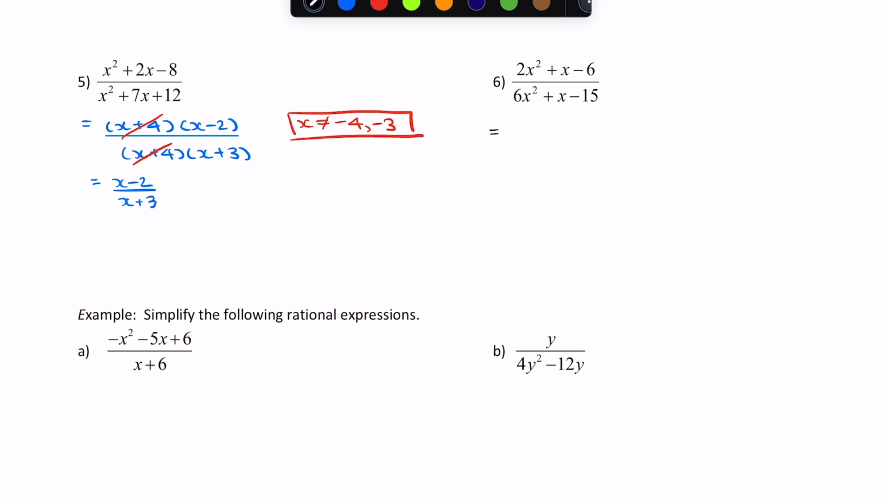When we factor 2x squared plus x minus 6, we'll get 2x minus 3 and x plus 2. On the bottom, 6x squared plus x minus 15, we'll get 3x plus 5 and 2x minus 3. So here, we'll cancel out the 2x minus 3. State the restrictions first actually here for 3x plus 5 and 2x minus 3. So here again, x cannot be equal to negative 5 over 3 and 3 over 2.